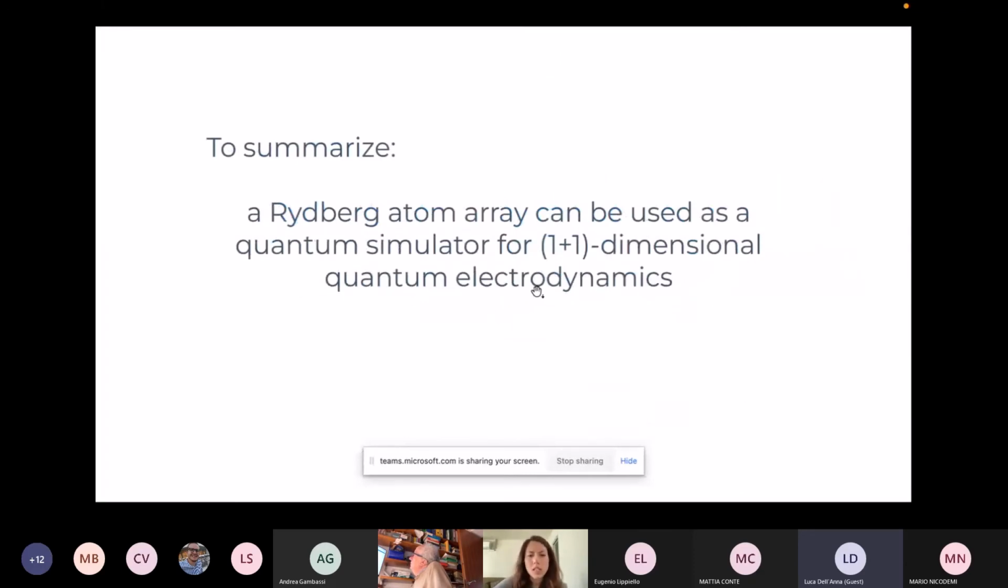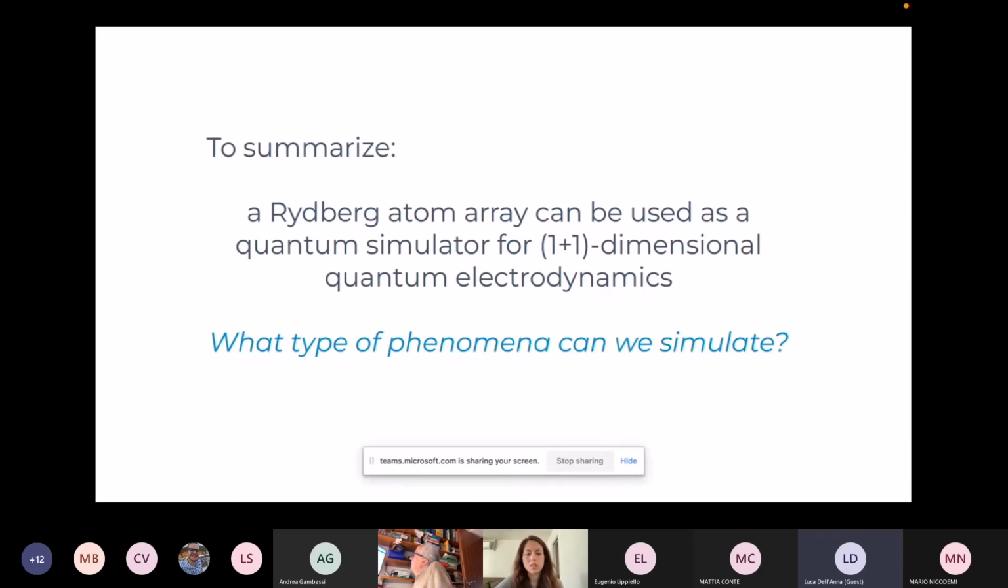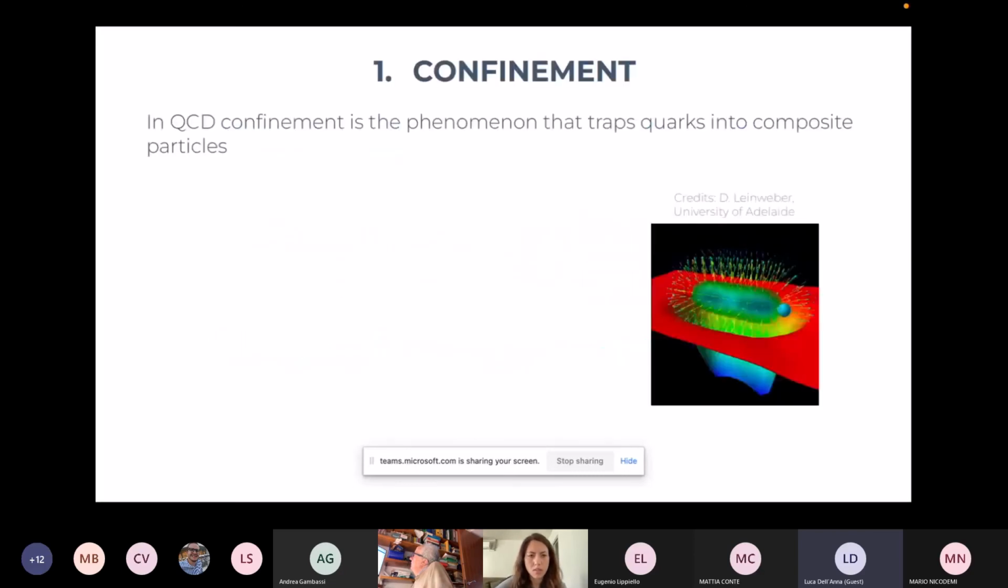So to summarize, a Rydberg atom array can be used as a quantum simulator for a 1+1 dimensional quantum electrodynamics. And then one question we can ask is, what type of phenomena can we simulate with it? So one of the things that we can study is confinement. So confinement in QCD is the phenomenon that traps quarks into composite particles. So here you can see two quarks and the gauge field in between. So we can try to do the same. We can take two particles, a positron and an electron, with a string of electric field in between, and we can see what happens when we let this evolve in time.